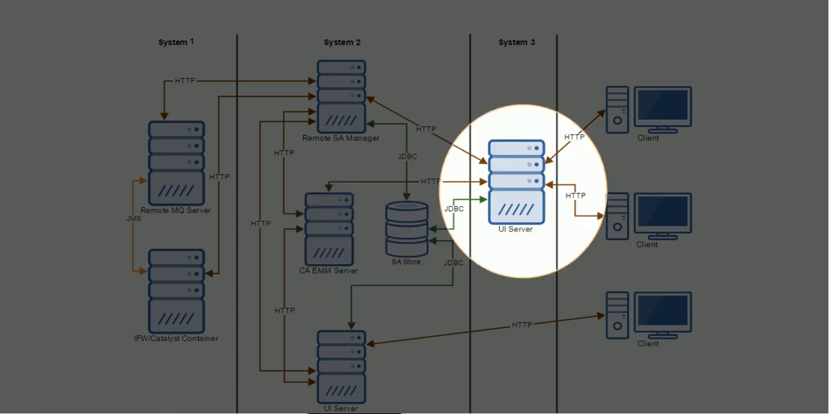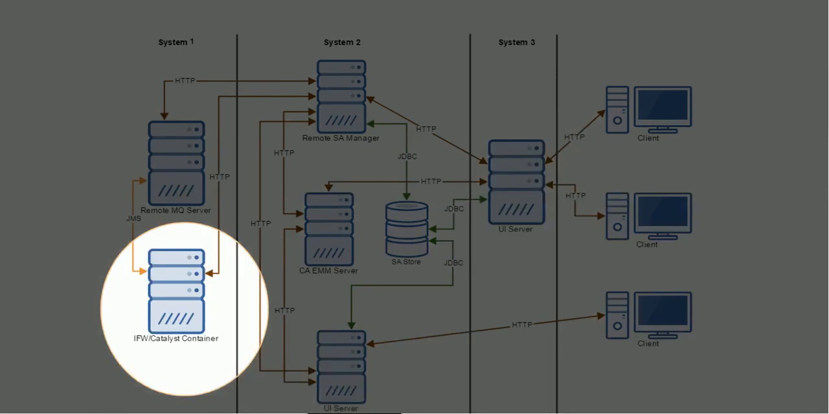UI Server: UI Server hosts the user interface applications. The UI Server is hosted within a web server, and you can deploy multiple UI servers in a single CA SOI installation to support load balancing. IFW Catalyst Container: The integration framework, IFW, is the mechanism that CA SOI uses to connect to domain managers and gather CI, service, topology, and state information. Catalyst Container is a lightweight container on which you can host connectors and build connector integrations.